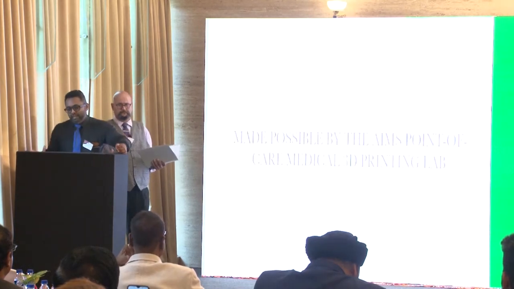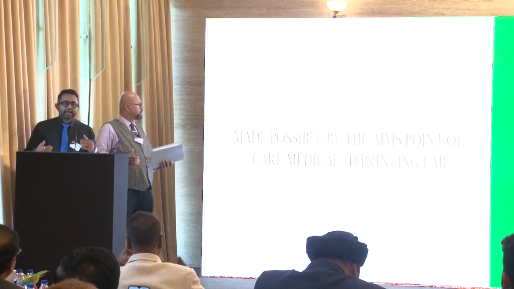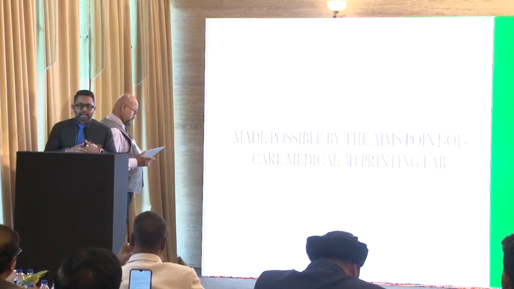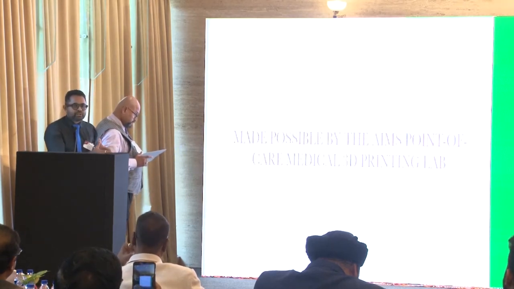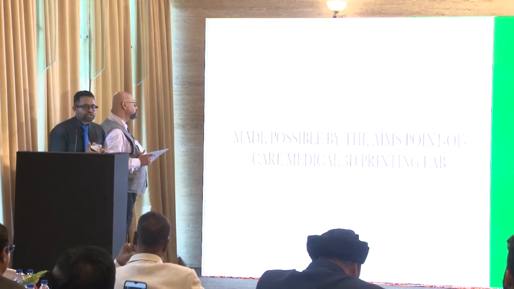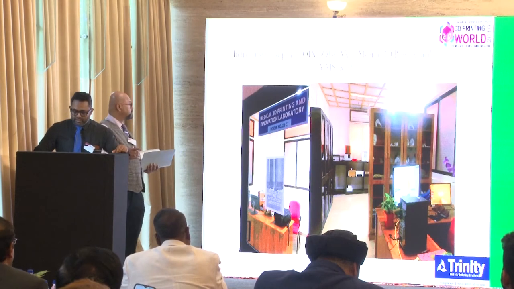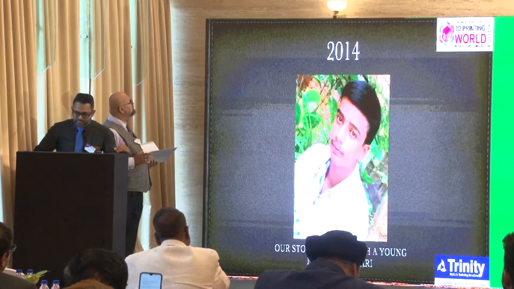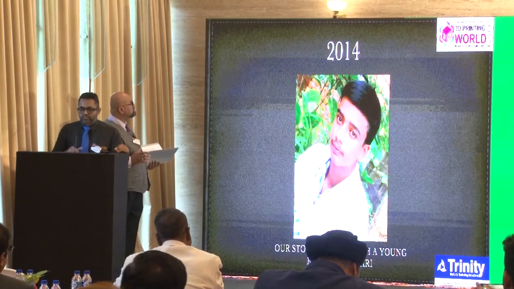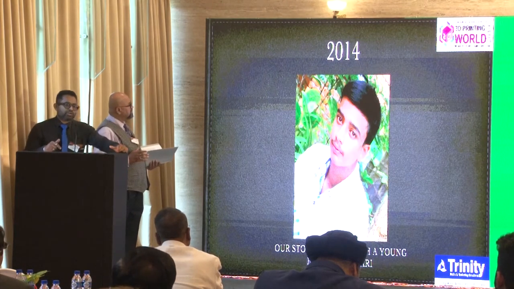So all of this was made possible only because we had a point of care 3D printing lab, where the moment we had the patient, we immediately could get into a discussion as to what could be done for these patients. And this is the 3D printing lab within Amrita, which was set up about 4-5 years back. And the story of our lab started with this young boy called Hari Krishnan, who came to me in 2014.